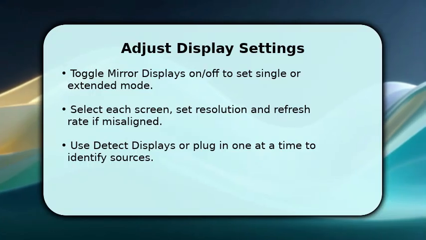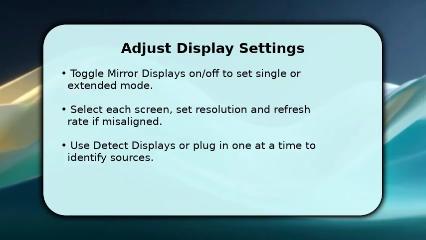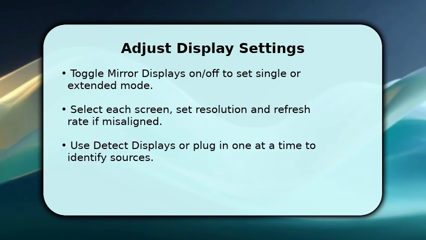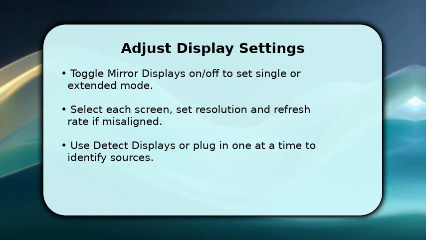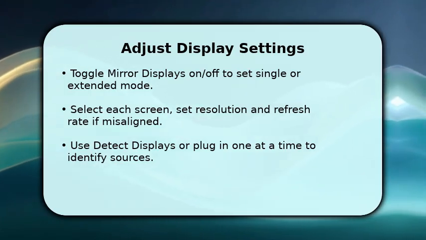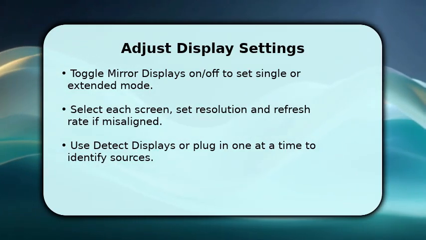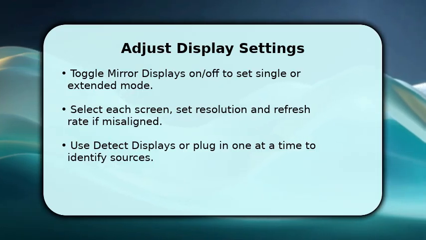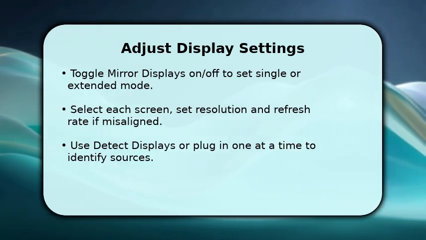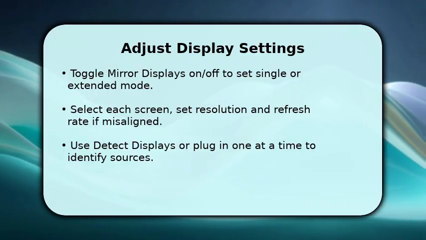Now you fix the double output by changing settings. Toggle mirror displays off to force a single active display, or toggle it on if you actually want duplication. Once you change that, select each listed screen and set resolution and refresh rate to match. Mismatched rates can create a perceived double image.